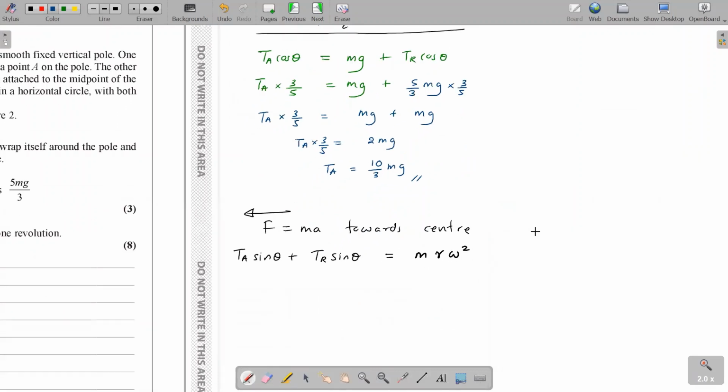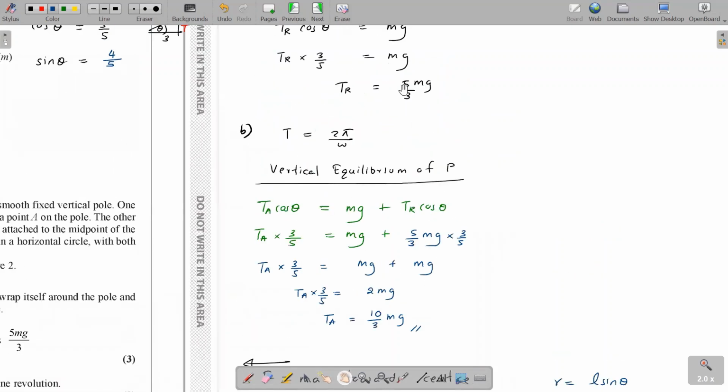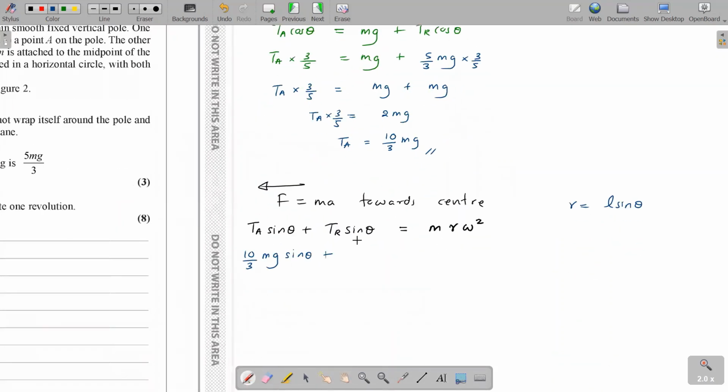Tension A. So radius is L sine theta. I'll keep it here. We'll apply it now. So tension A is 10 over 3 mg sine theta. Tension R was how much? 5 over 3 mg, right? 5 over 3 mg, that is tension R, and that is sine theta, equals mass is M, radius is L sine theta into what? Omega square. So omega is what we're trying to find.